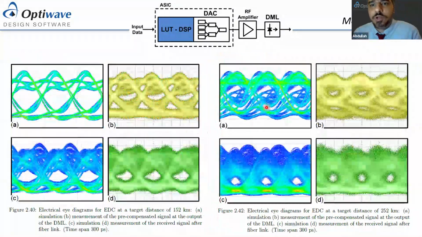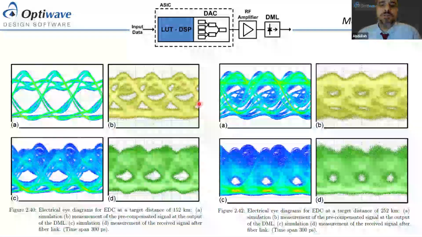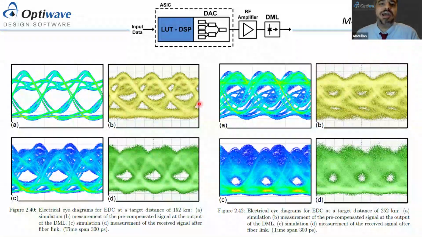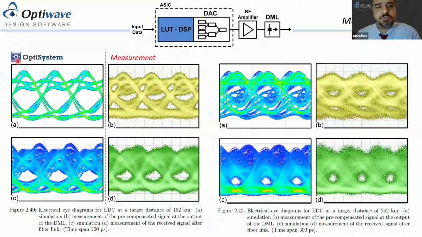If we move on to something more complicated, where we now have optical fiber dispersion involved, and we attempt to compensate for the fiber dispersion, with typical IQ modulators, you can reverse the fiber dispersion easily, since you have control of the real and imaginary of the electrical field. But with a direct mod laser, it's a single drive, so you have only one knob to change. And as you can see here on the left-hand side is a pre-compensation in simulation and experiment. This is OptiSystem, this is measurement.